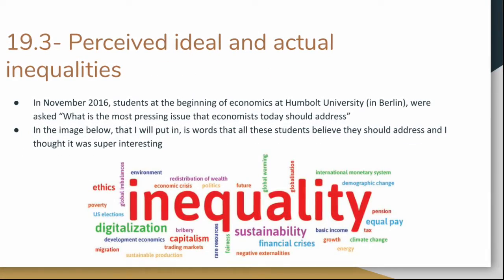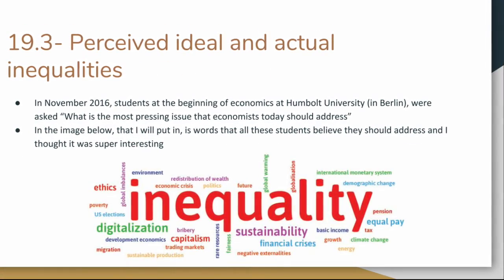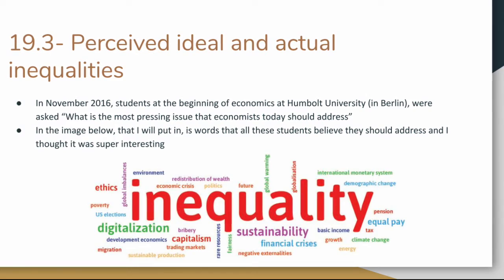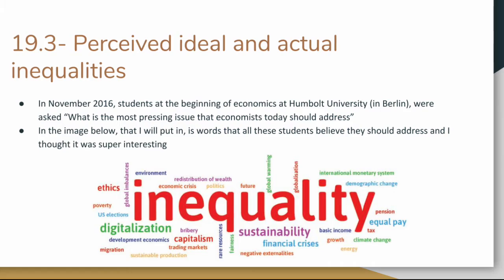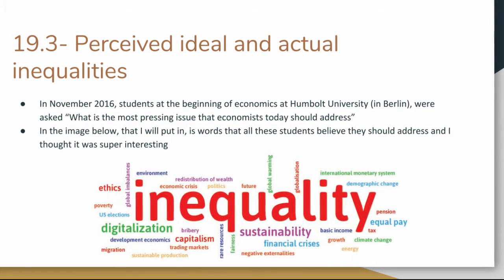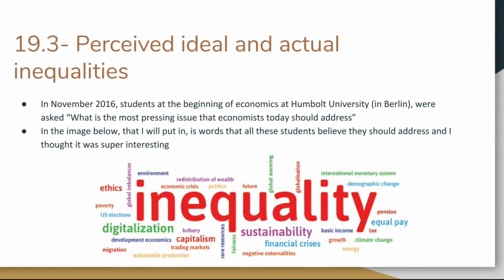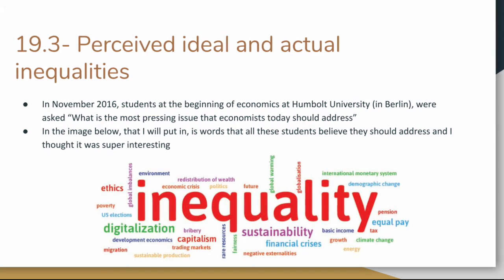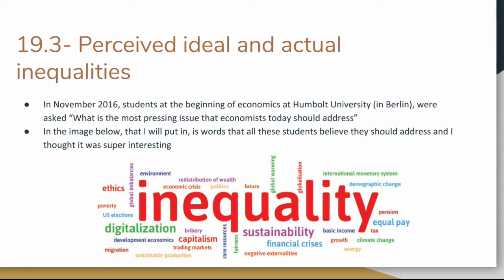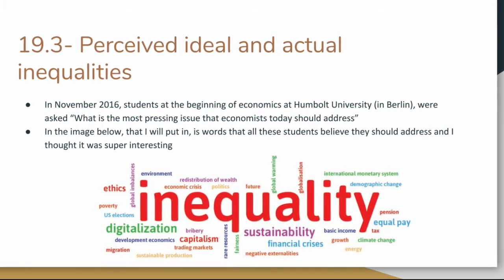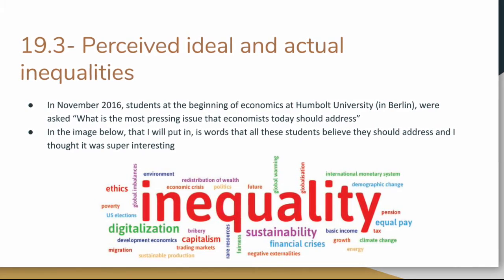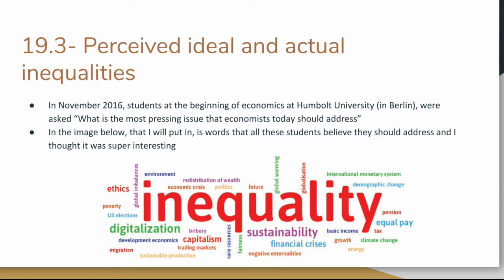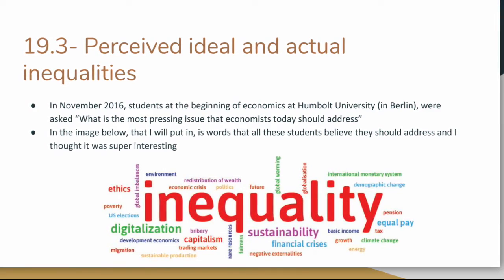So the first slide underneath perceived ideal and actual inequalities, the first bullet point says, in November 2016, students at the beginning of economics at Humboldt University, in parentheses, in Berlin, were asked, in quote, "What is the most pressing issue that economics today should address?" The next bullet is the image below, which is right there with the picture, and shows the words that all these students believe that economics should address. And I thought it was super interesting.